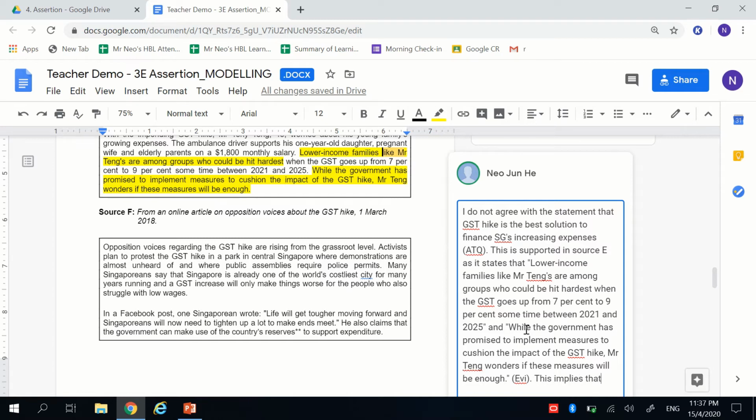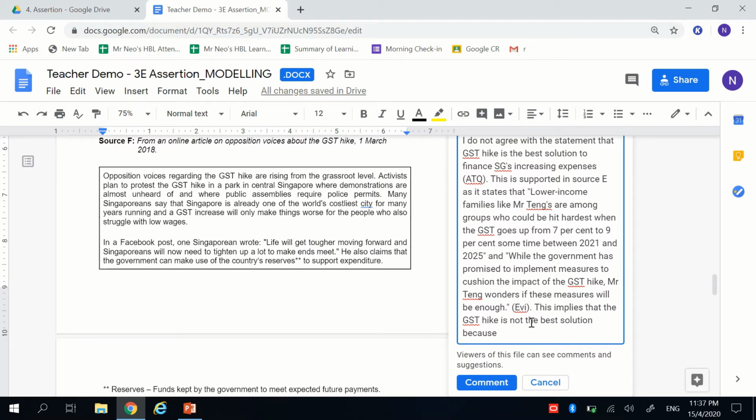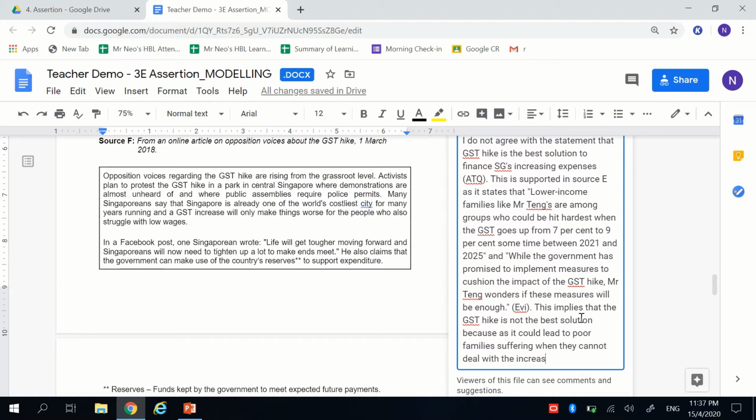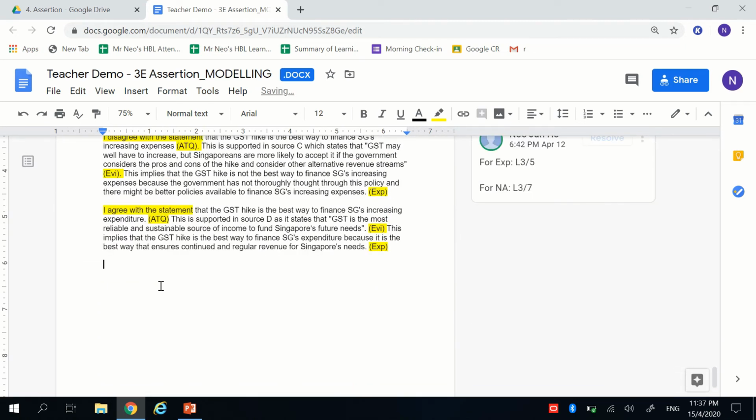This implies that the GST hike is not the best solution because, let's just try to rephrase the evidence that we quoted. This GST hike is not the best solution as it could lead to poor families suffering when they cannot deal with the increase in living costs, right? Straightforward and simple. Sorry, let me just copy paste this. So let's adapt this here.